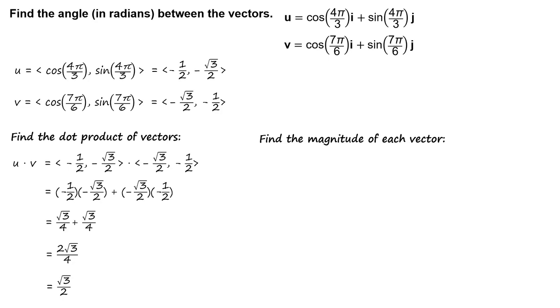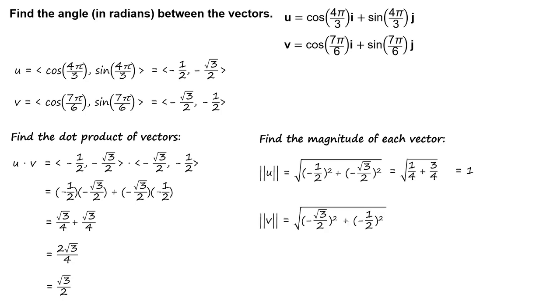Now find the magnitude of each vector. To find the magnitude of vector u, square each component of vector u, add the squares, then take the square root of the sum. Simplify, and you have the square root of 1/4 plus 3/4, which is equal to the square root of 1, which is equal to 1. To find the magnitude of vector v, once again square each component of the vector, add the squares, then take the square root of the sum. Simplify, and you have the square root of 3/4 plus 1/4, which is equal to 1.